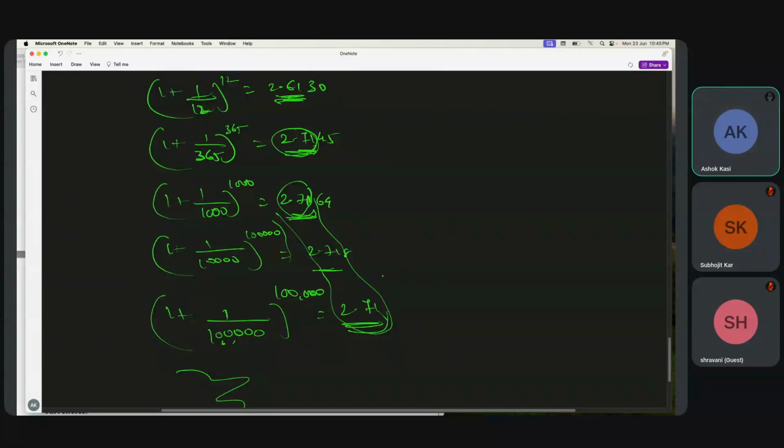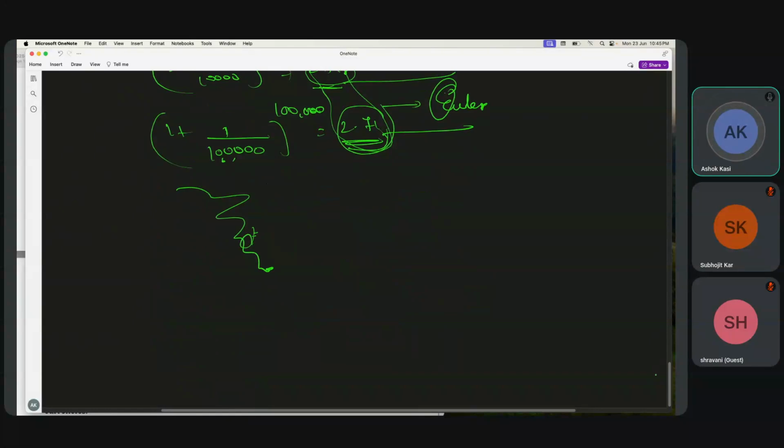This was discovered by one French or German person. His name was Euler, written as E-U-L-E-R. So he gave his initial E to this number because it is a very lengthy number. It is an irrational number. So E refers to continuous compounding.